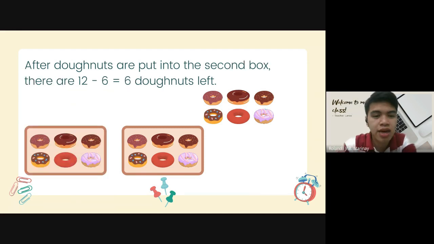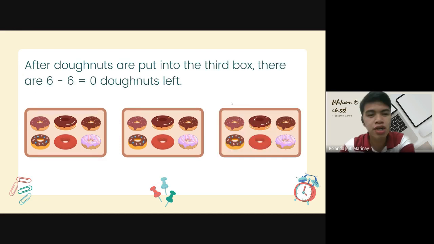Okay, so if we put another 6 donuts inside a box, we will still have 6 donuts remaining. 1, 2, 3, 4, 5, 6. Okay, so we still have 6 donuts. And of course, we're going to put them also in a box.